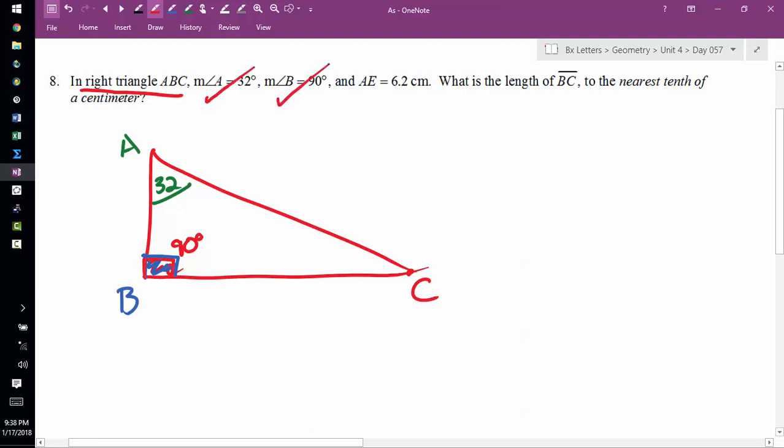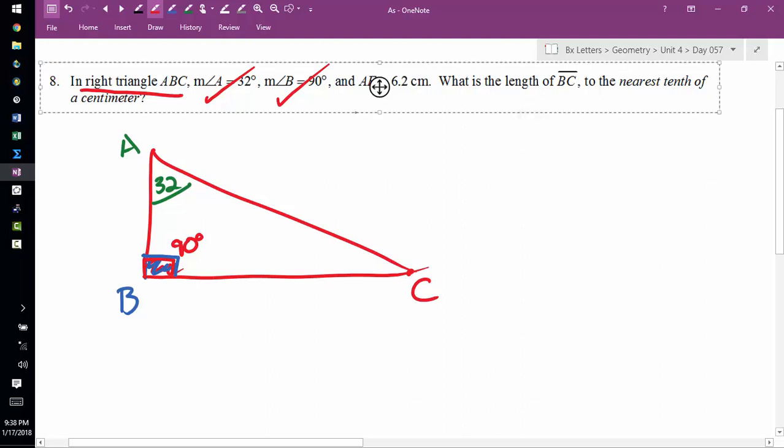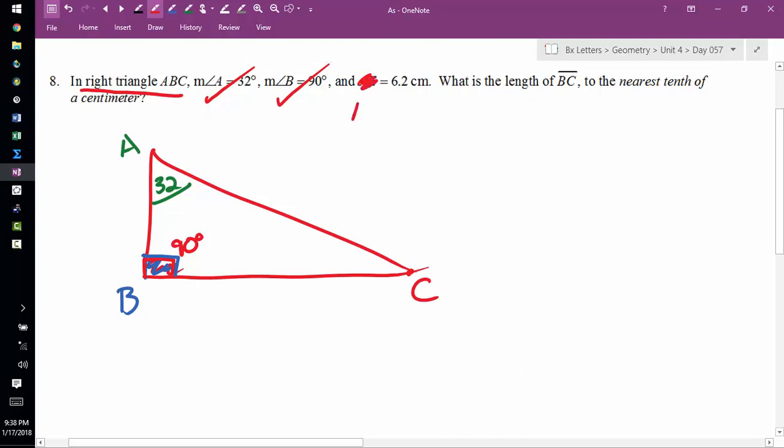We did that. Ooh, yeah, I remember this problem now. It says AE is 6.2. That's a typo. That should be AC. So we're going to rewrite that as AC equals 6.2. And then it says, what is the length of BC, rounded to the nearest tenth of a centimeter? So AC is 6.2. And they want to know what's the length of BC. They want to know what's the length of this side.